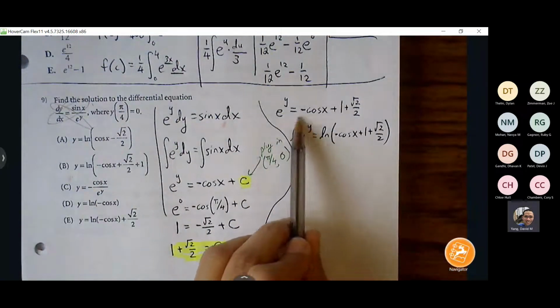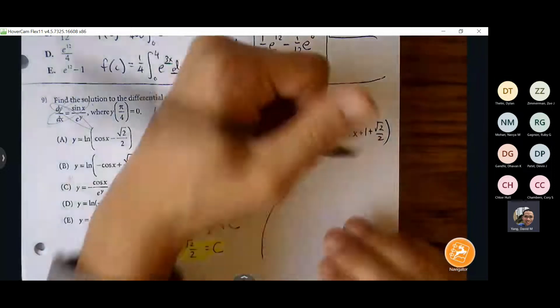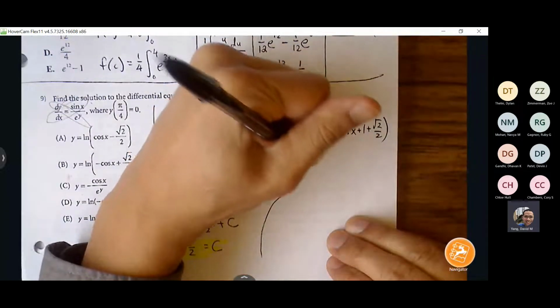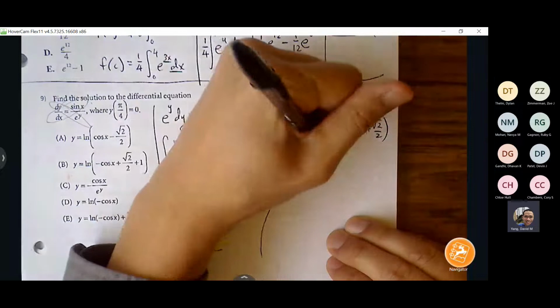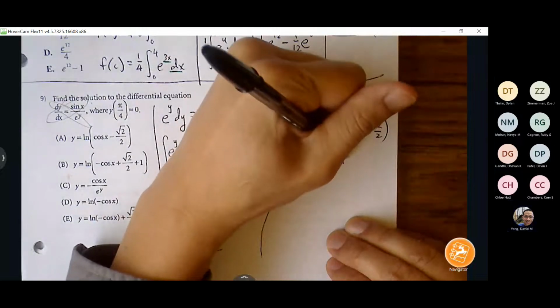Okay, power property, we can bring that exponent down, bring that y down. And then y natural log of e, we know natural log of e just becomes 1. So there's our answer here.